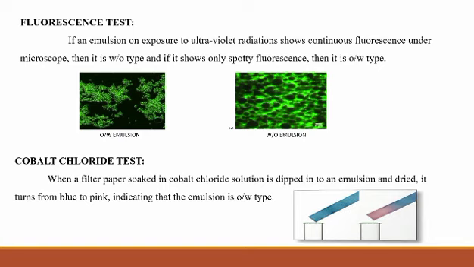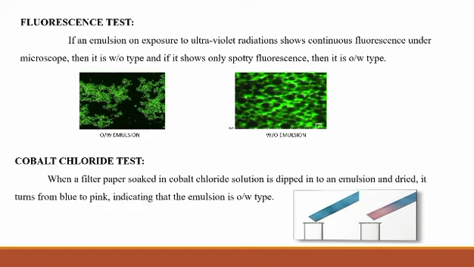So we can see that the outer continuous phase is oil, so it is a water in oil type emulsion. This is based on the principle that oil shows fluorescence under UV exposure. Based on that, we classify the type of emulsions. And the next test is the cobalt chloride test.